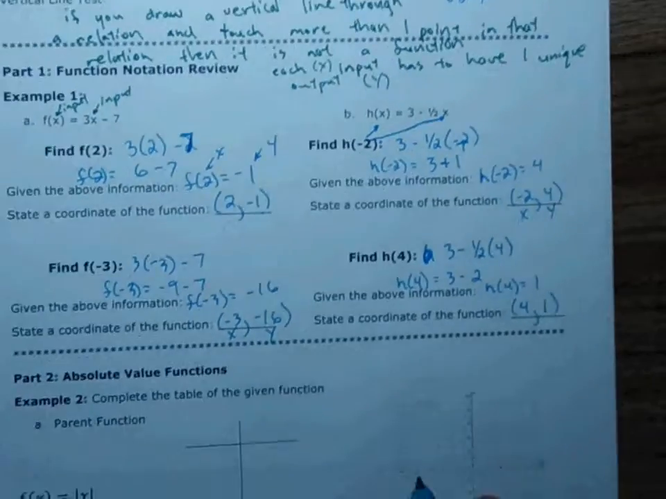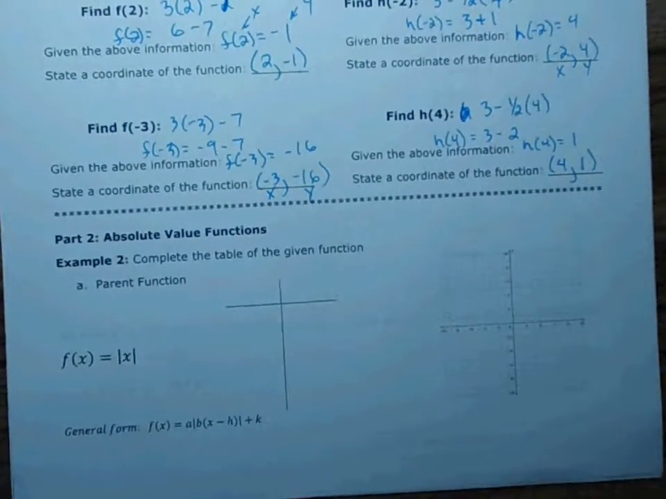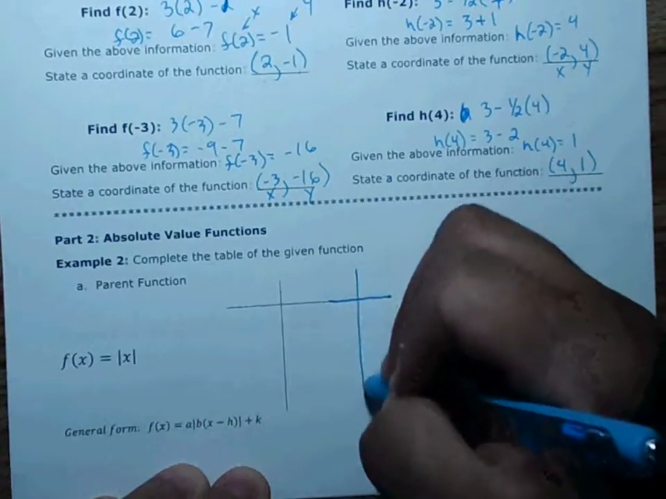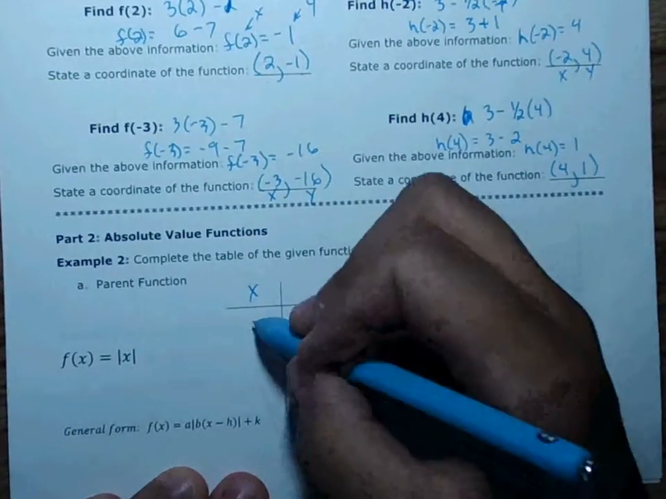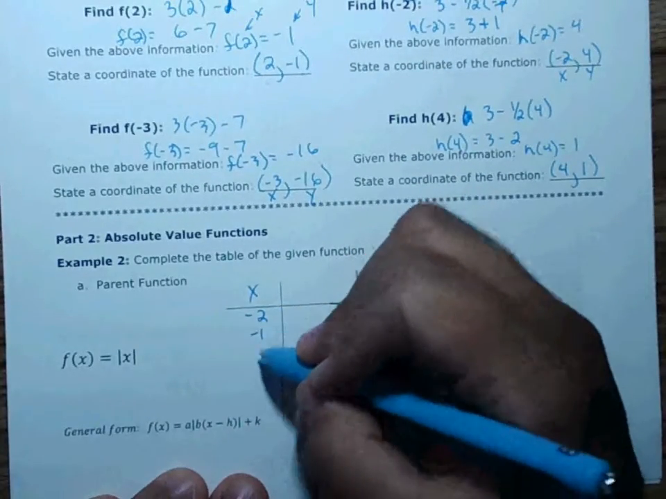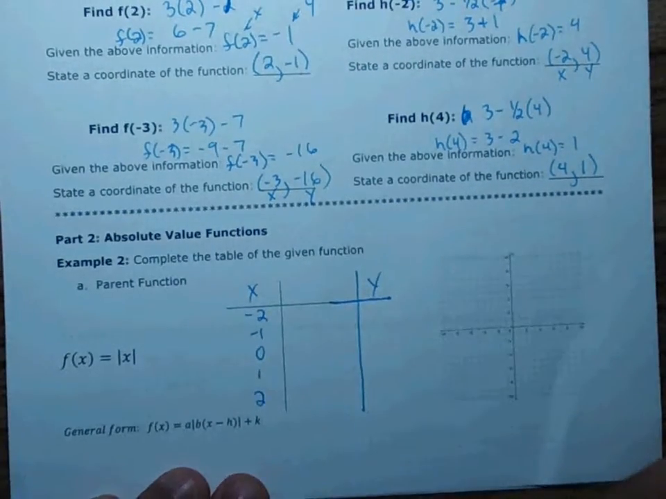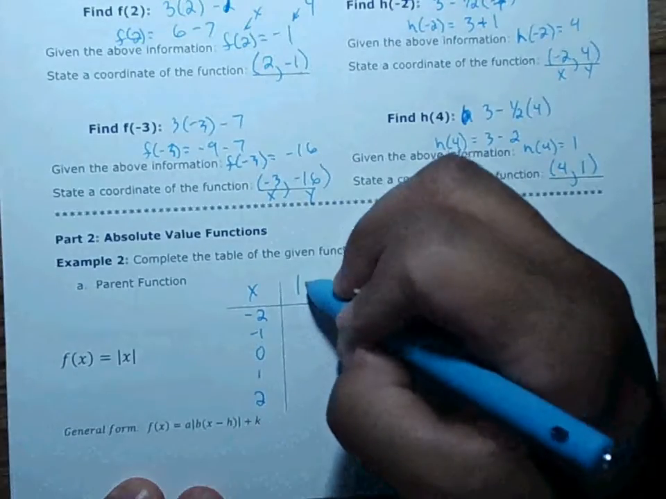So if we look specifically at the parent function for absolute value, we're going to go ahead and graph it and create a table for our absolute value function. So I like to do x and y, and I choose a few values lower than 0, and a few values above 0. And if you look down here at the bottom, we actually have the general form, because we're going to do some transformations of our parent function, the absolute value of x.